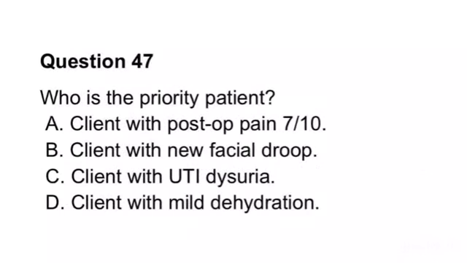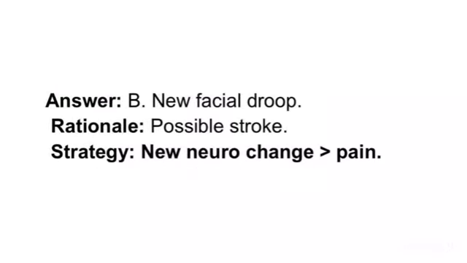Question 47. Who is the priority patient? A. Client with post-op pain 7/10. B. Client with new facial droop. C. Client with UTI, dysuria. D. Client with mild dehydration. Answer: B. New facial droop. Rationale: possible stroke. Strategy: new neuro change, pain.